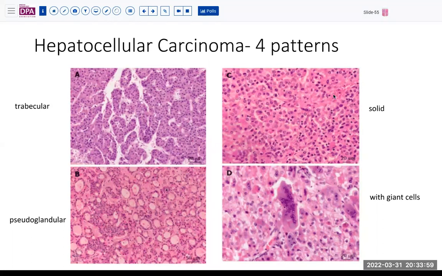As I've indicated, I think the higher grade tumors usually are the solid types, whereas the lower grade tumors, well-differentiated tumors, usually have one of these two patterns, the trabecular or pseudoglandular pattern. And the very well-differentiated tumors may closely mimic, and may be difficult to distinguish from, benign liver tissue at times.